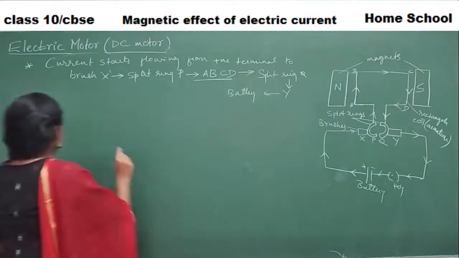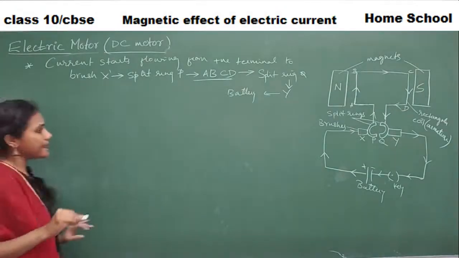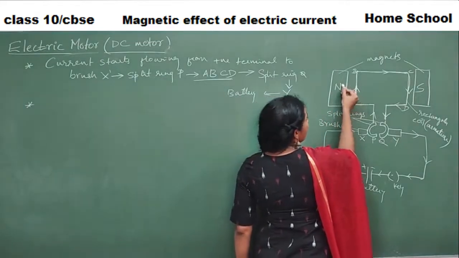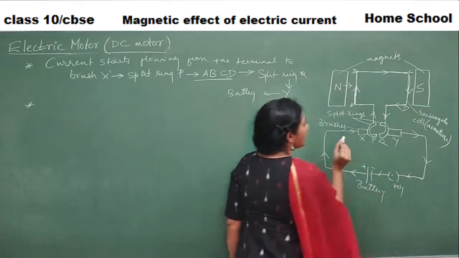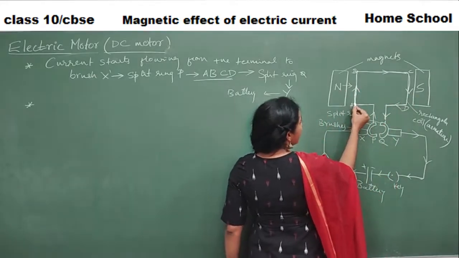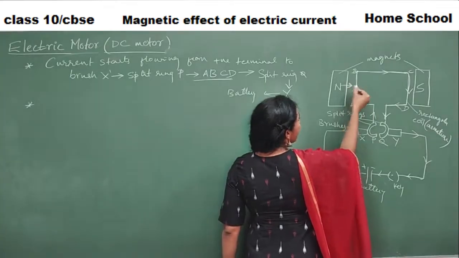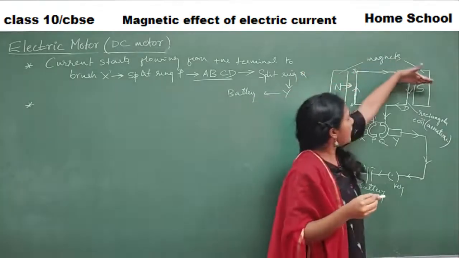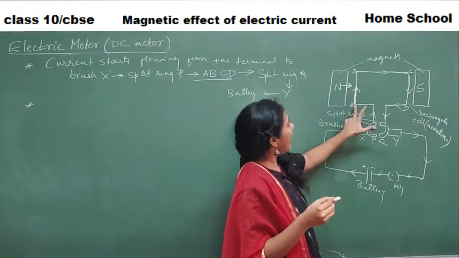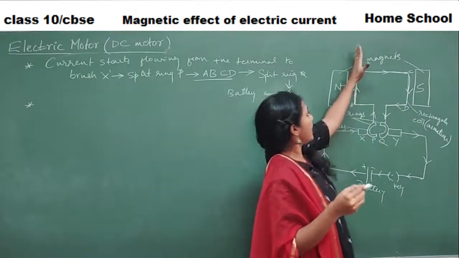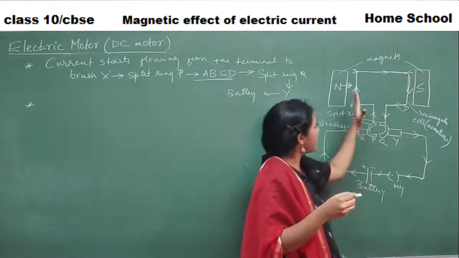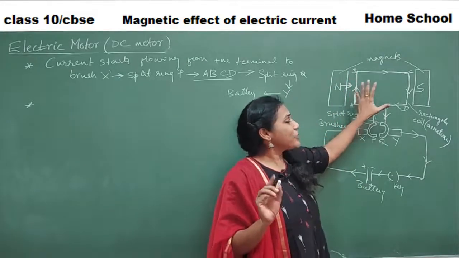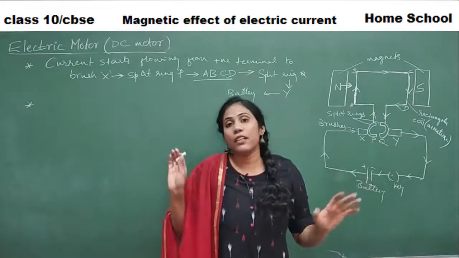And now the second point, which is very important, listen carefully. See the direction of the magnetic field here. The direction of magnetic field is north to south, okay, and the current direction is from A to B. You see the directions, they are perpendicular to each other. Yes or no? Magnetic field direction is this way. Current direction in the side AB is this way. So the direction of magnetic field and the direction of current are exactly perpendicular to each other.